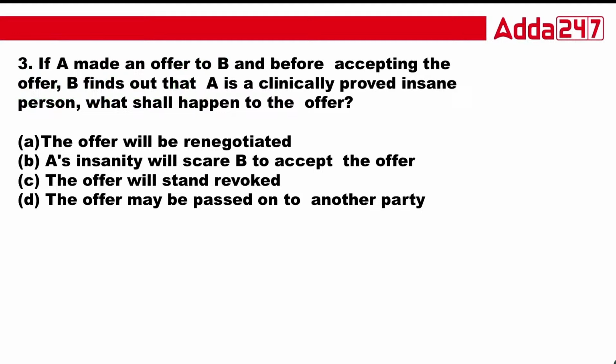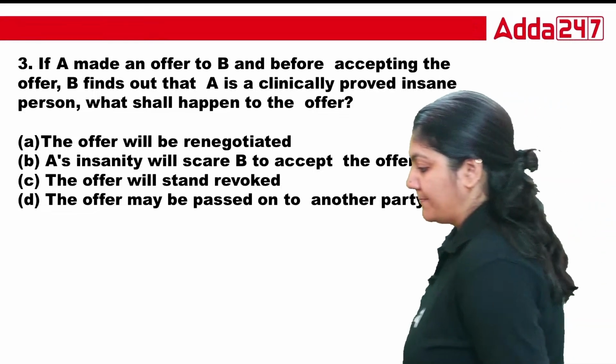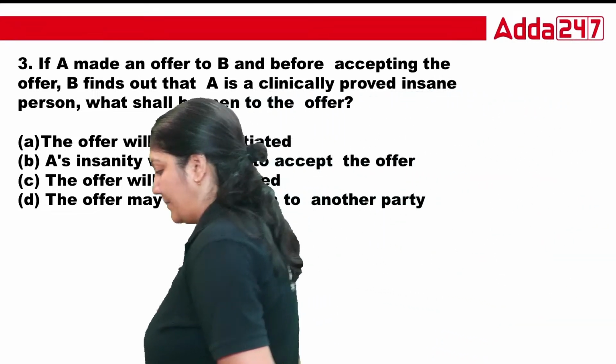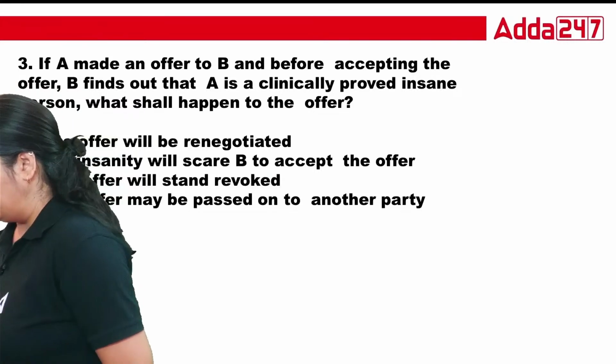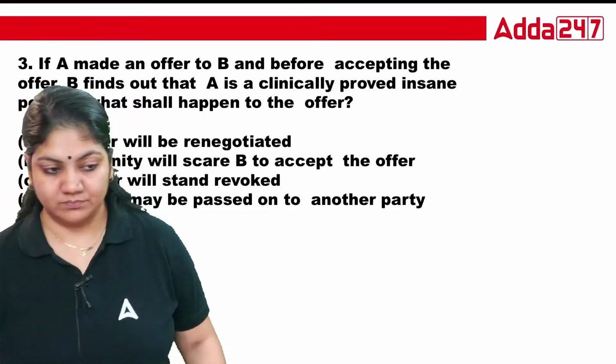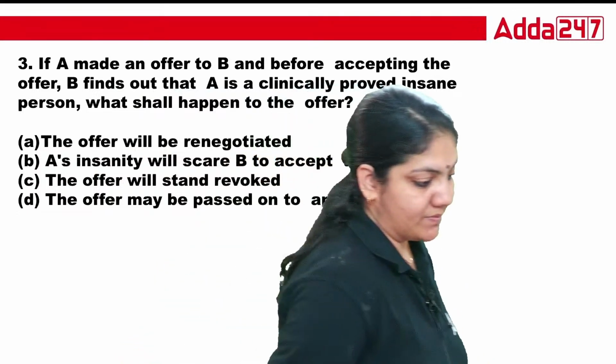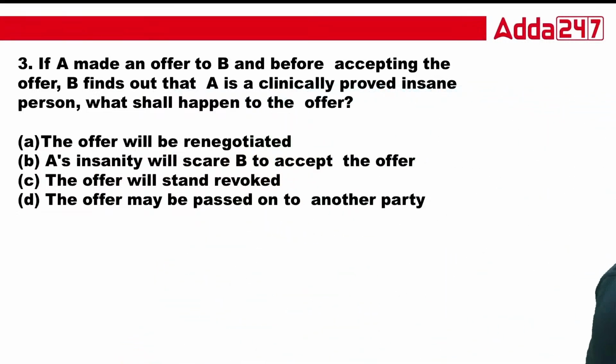Okay, next. A made an offer to B. Before accepting the offer, B finds out that A is a clinically proved insane person. What shall happen to the offer? That is a good question, class. Tell me. So class, in this one, the offer will get revoked. C is the right answer for this question.